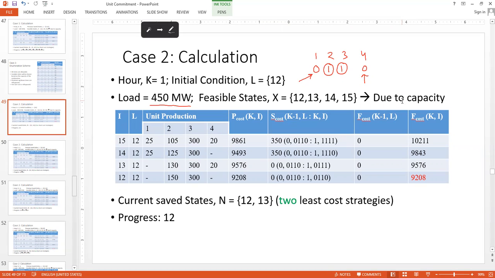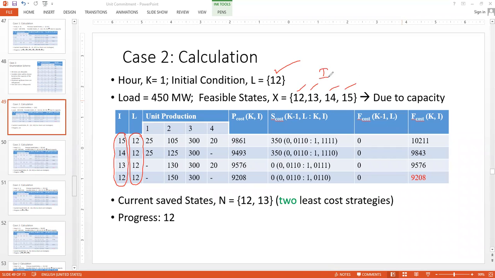Now let's go into the table. So the table is formulated in an identical manner as we showed for case number 1. So these are my initial states L taken from here, and these are my elements from X. Each element in X, I am calling I. So let's start from here, from the bottom.